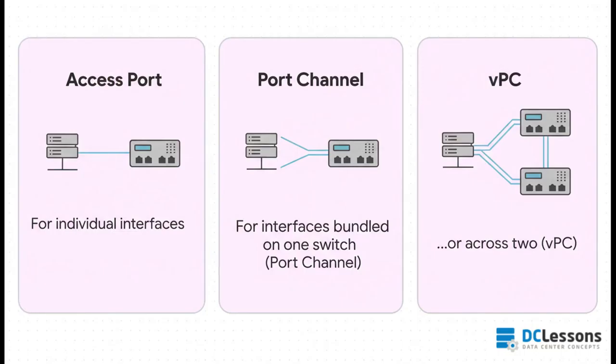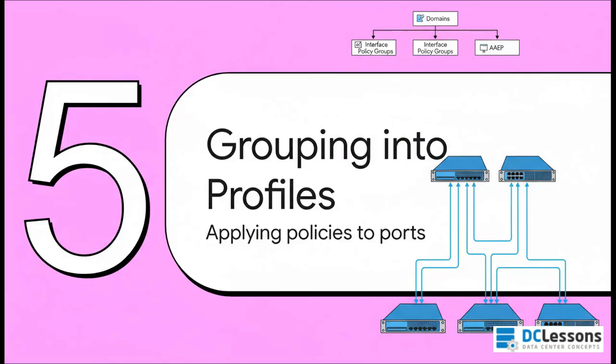And of course, there are different flavors of these containers, depending on what you need to do. An access port group is your bread and butter. It's for standard individual ports. A port channel group is what you use when you want to bundle multiple physical links on a single switch to act as one big pipe. And then there's the VPC group, which is for bundling links across a pair of switches to give you that ultimate redundancy.